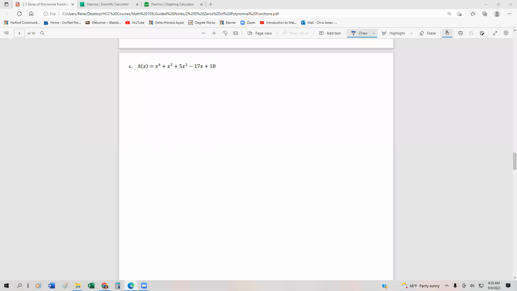Our last example of being able to find the zeros of a polynomial function using our rational zeros theorem, we have x to the fourth plus x cubed plus 5x squared minus 17x plus 10. This would be very, very difficult, if not impossible, for us to factor without using the rational zeros theorem. We notice that p in this case is 10, and q in this case is the coefficient of x to the fourth, which is 1.